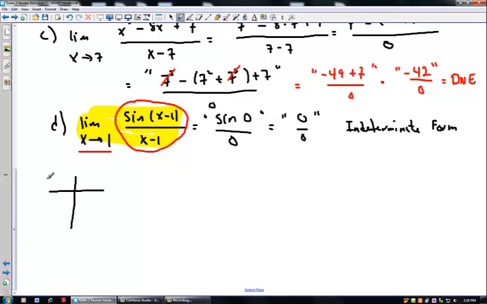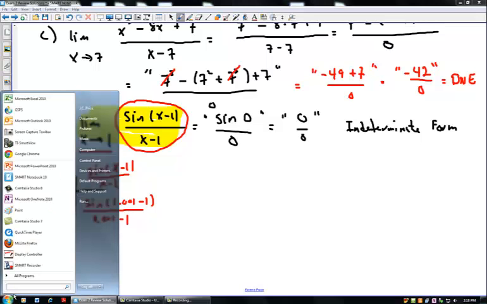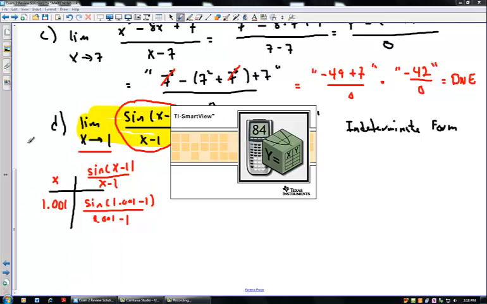What I can do is plug in a number for x that's close to 1, like 1.001, and plug it into my function. So on this side, I'll test sine of x minus 1 divided by x minus 1. I'll do sine of 1.001 minus 1, all divided by 1.001 minus 1. And I'll need to use my calculator to do this.